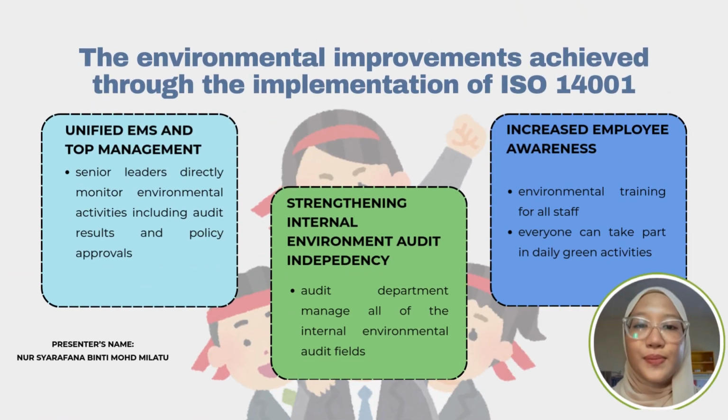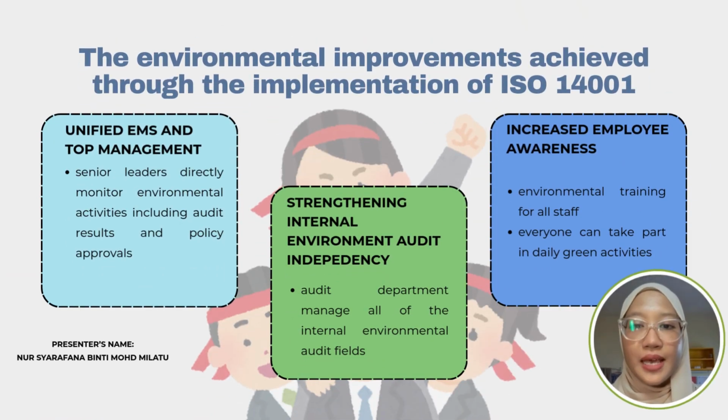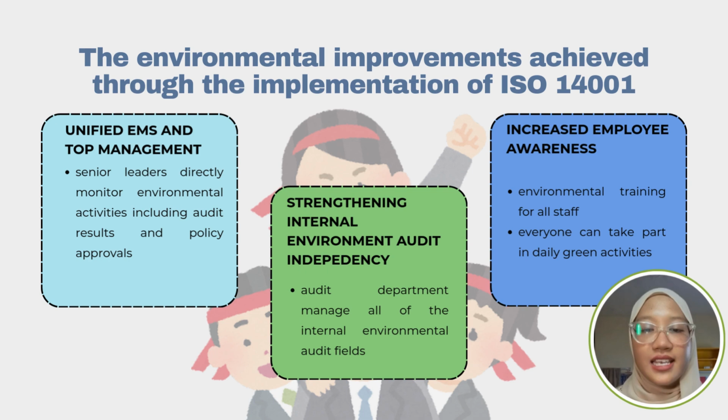Okay, next, they implemented a unified environmental management system and top management across all divisions. This improved consistency, allowed top management to get involved, and made sure everyone followed the same environmental goals. And senior leaders directly monitor environmental activities, including audit results and policy approval. Next, they strengthened their internal environmental audit independence by making the audit department manage all of the internal environmental audit fields, making the process more objective and unbiased. Lastly, they increase employee awareness by providing environmental training to all staff, and everyone can take part in daily green activities.